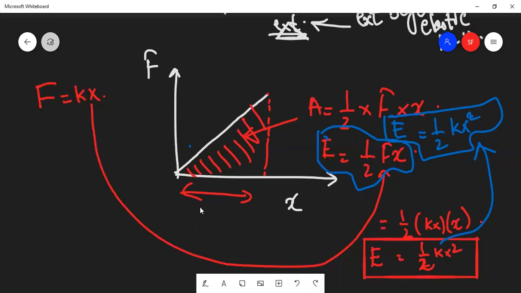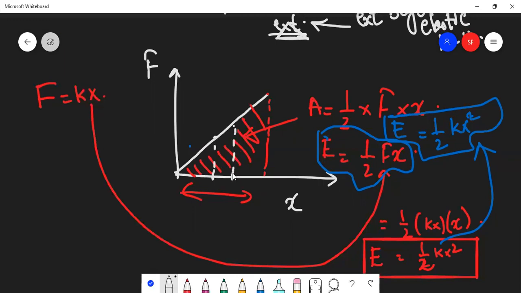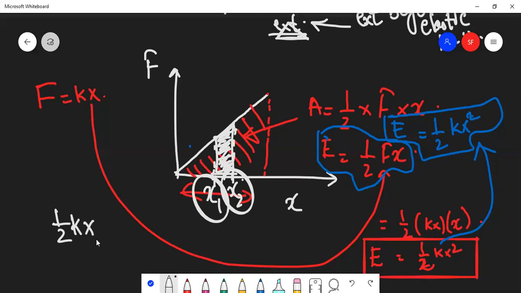If you need to calculate the change in energy between 2 points, you calculate the difference. This is x1 and this is x2, and you want to calculate this area. How are you going to do that? Well, if you look at it carefully, this is actually a trapezium. You can apply the formula for trapezium, or what you could do is calculate first the total energy till x2 and then subtract the energy till x1 from it. Meaning you can do this: half k x2 squared minus half k x1 squared, which will give you the change in energy from x1 to x2.